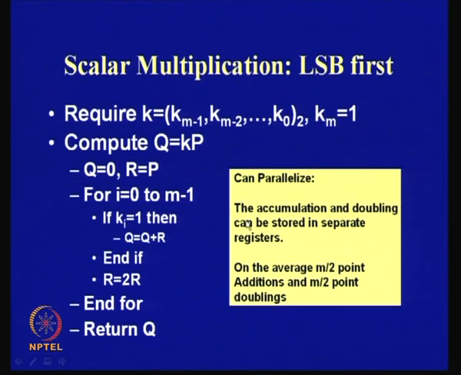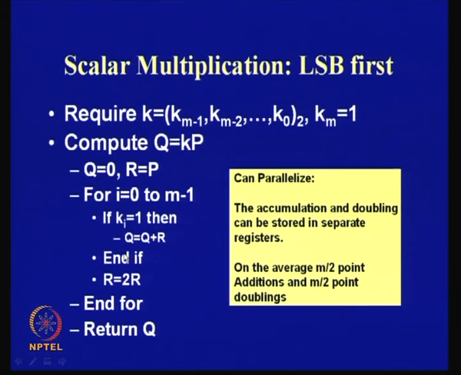So, therefore, the accumulation and doubling can be stored in separate registers. On an average there are m by 2 point additions and m by 2 point doublings which are necessary. Why so? Because you are doing the addition and doubling in two separate registers, so there is always a cost of m by 2, whenever there is an addition required.